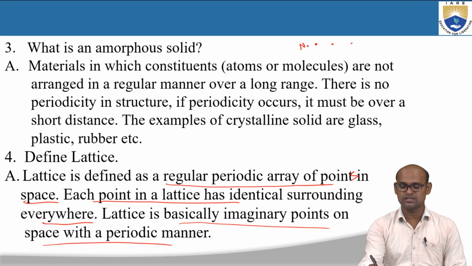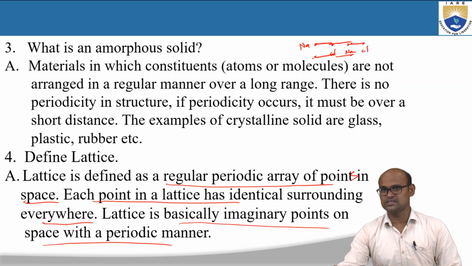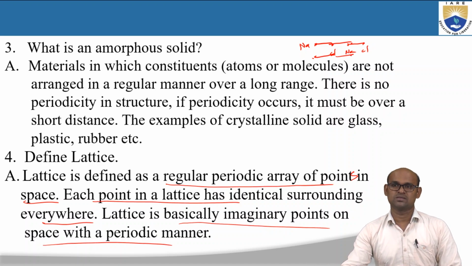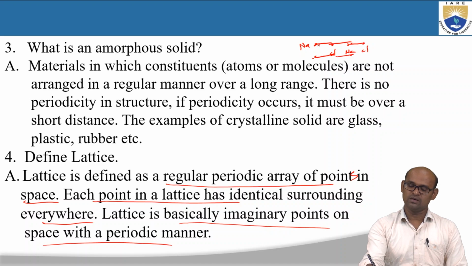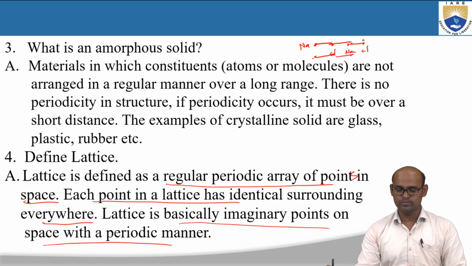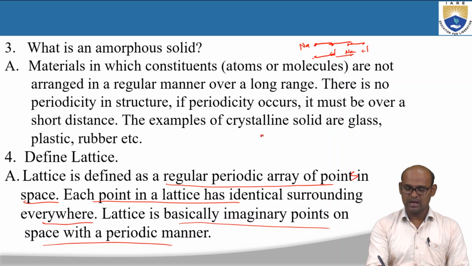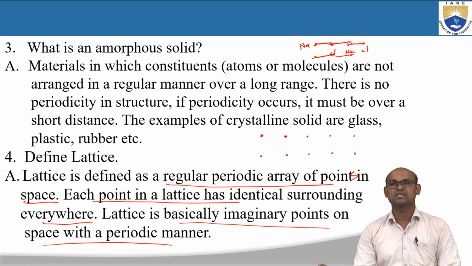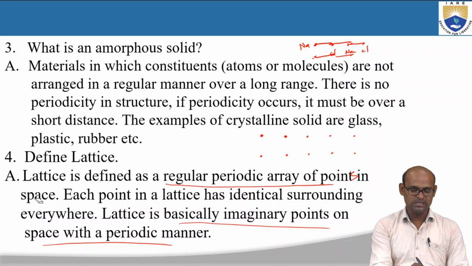For example, in a NaCl crystal, I have a Na atom here and a Cl atom here, again a Na atom, again a Cl atom. So there is a periodic arrangement of Na atoms and Cl atoms, and that is a NaCl crystal. But I want to study this NaCl crystal using a theoretical basis, so I am going to define something which has this regular periodic arrangement. That is what is called a lattice. So lattice is nothing but imaginary points which are arranged in a regular periodic manner like a crystalline solid.